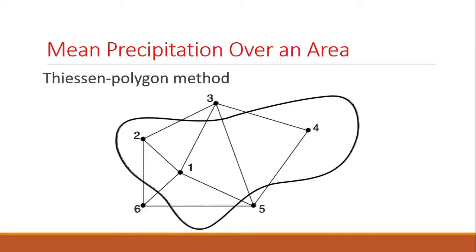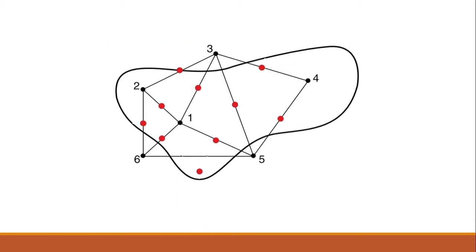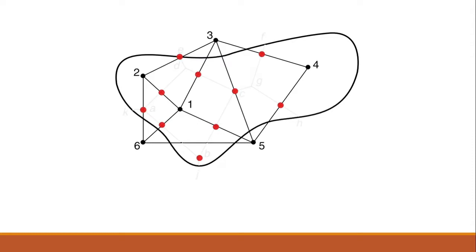Then, we will draw lines connecting the points of the stations, forming triangles. And then, we will locate the bisectors of each side of the triangles. Then we will connect the points of the bisectors, forming polygons.